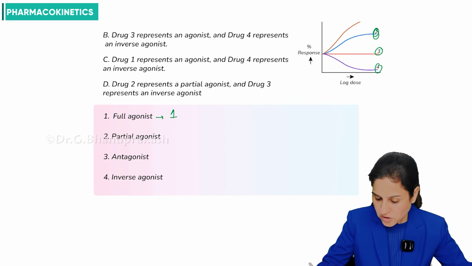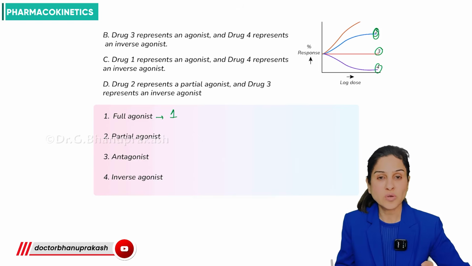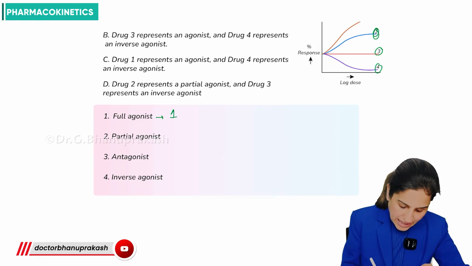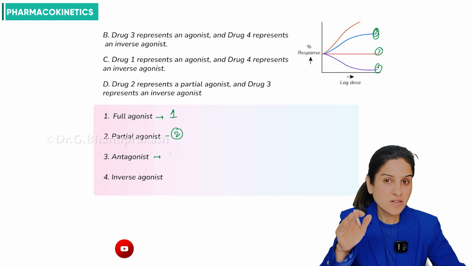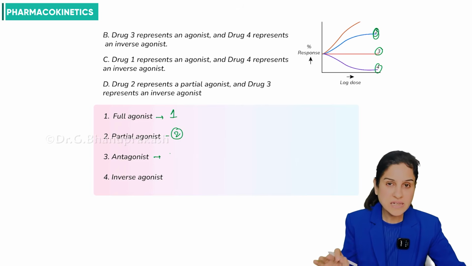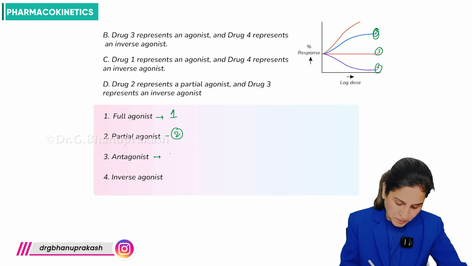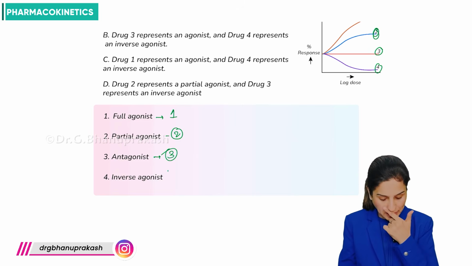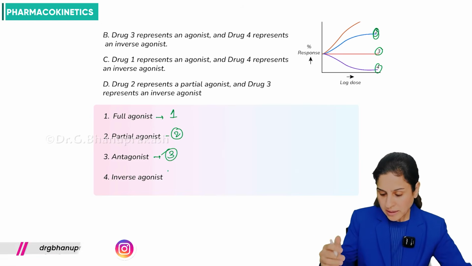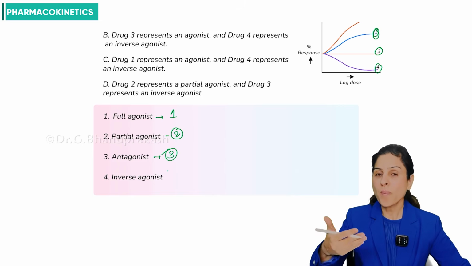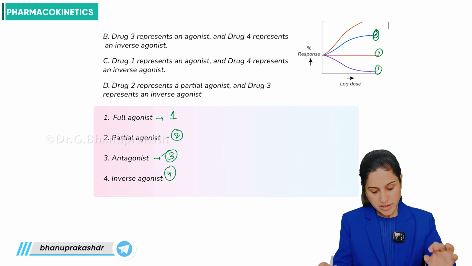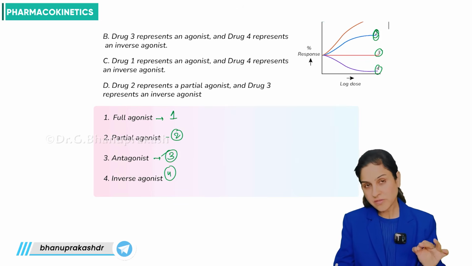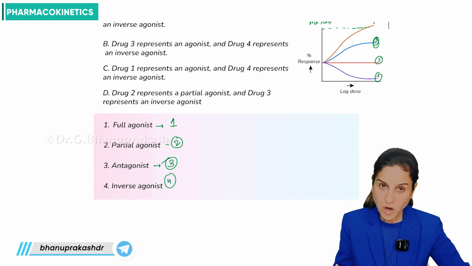The second curve, which is showing the response which is less than the full, a sub-maximal response, is a partial agonist. Antagonist does not have any response of its own. It only has affinity without having any intrinsic activity. So this antagonist is represented by the third line. And the fourth one is an inverse agonist, which means the action of this is opposite to that of the agonist. So 1, 2, 3, 4 represent full agonist, partial agonist, antagonist, inverse agonist. So let's see from the options which is the correct one.